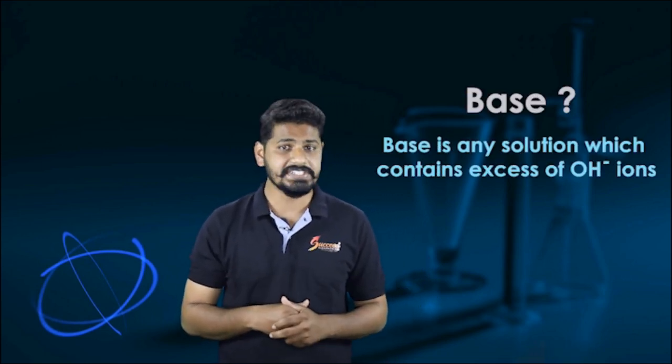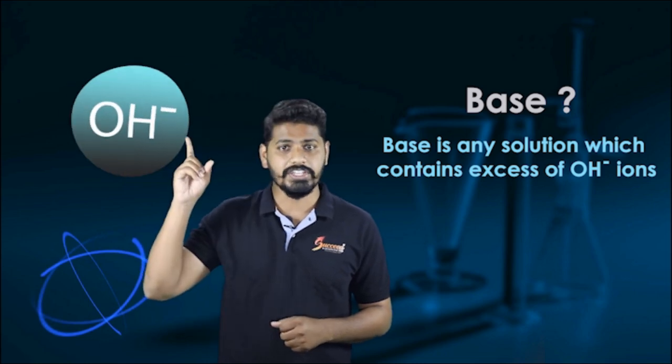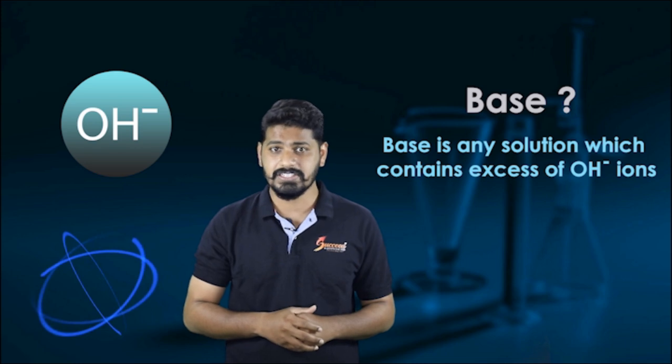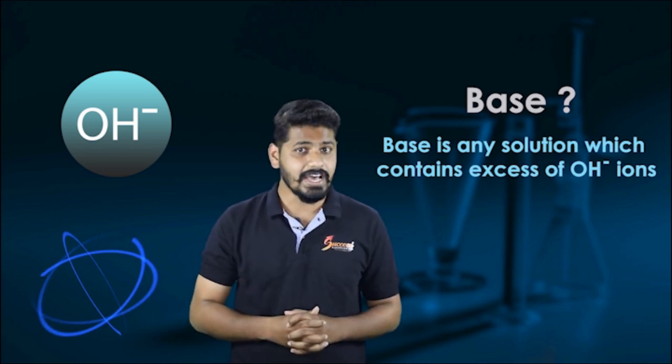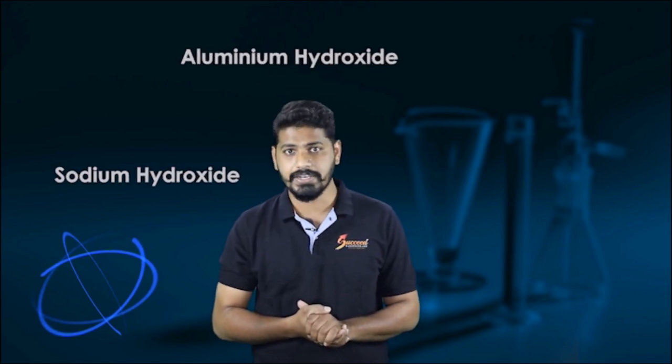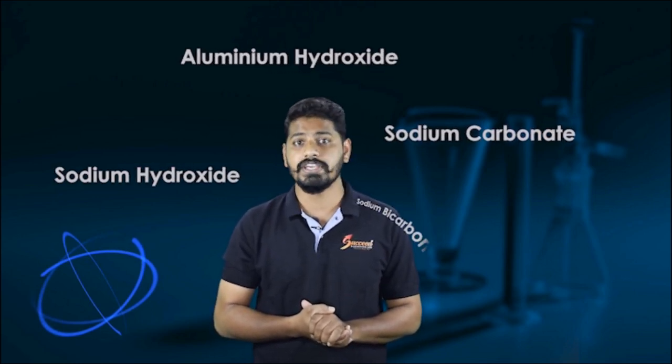Now we learn about the base. What is base? Base is any solution which contains excess of OH minus ions, I mean hydroxyl ions, and the taste is bitter. They turn the litmus paper into blue color. Let me give an example for base. The very good examples for the base are sodium hydroxide, aluminum hydroxide, sodium carbonate and sodium bicarbonate.